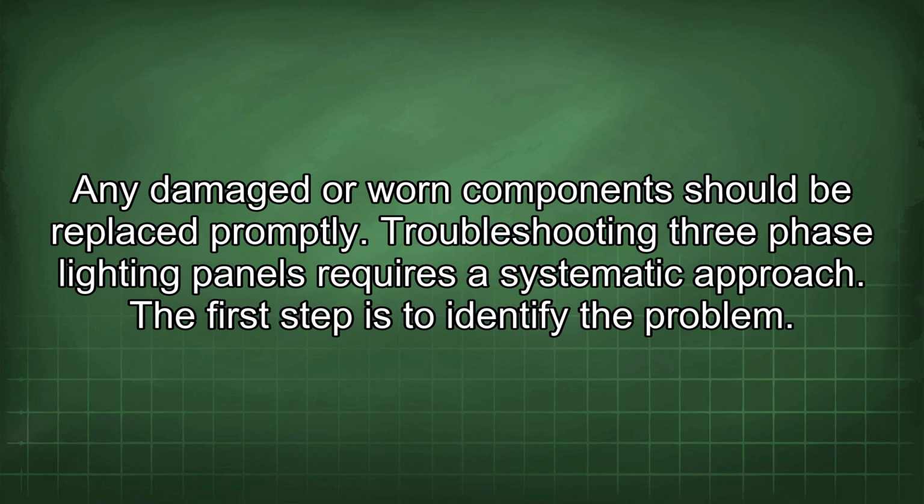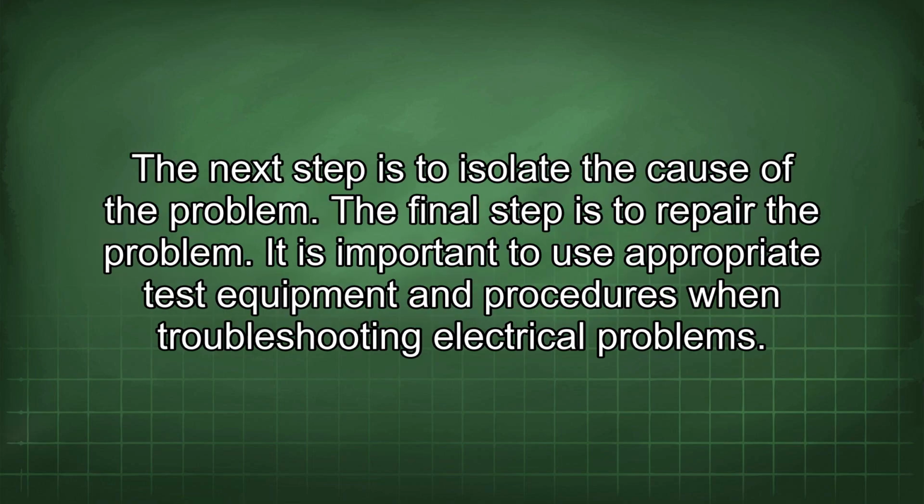Troubleshooting three-phase lighting panels requires a systematic approach. The first step is to identify the problem. The next step is to isolate the cause of the problem. The final step is to repair the problem. It is important to use appropriate test equipment and procedures when troubleshooting electrical problems.